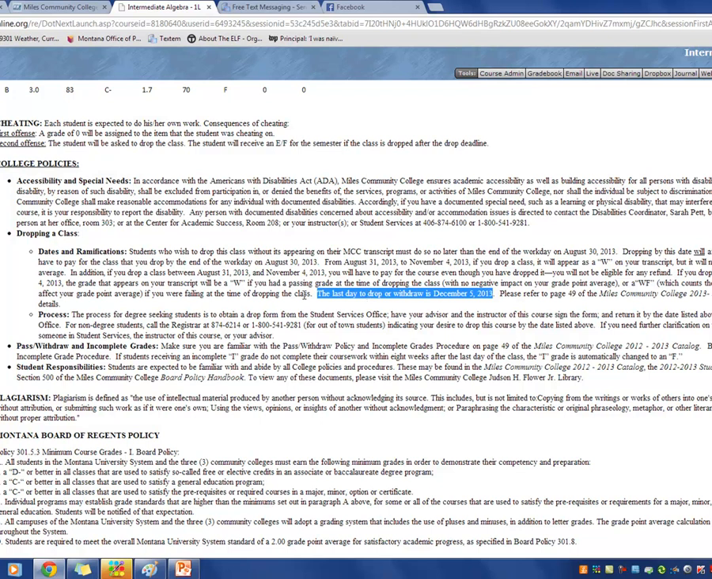Okay? Now, there's a bunch of information up here about different types of situations, like between December 5th and I believe November 4th, it will appear as a W if you're passing or a WF if you're not passing. I don't assign WFs as a matter of practice. The only exception is if I have to kick you out for cheating or otherwise disrupting the class. Other than that, we don't assign WFs, it's just plain Ws.